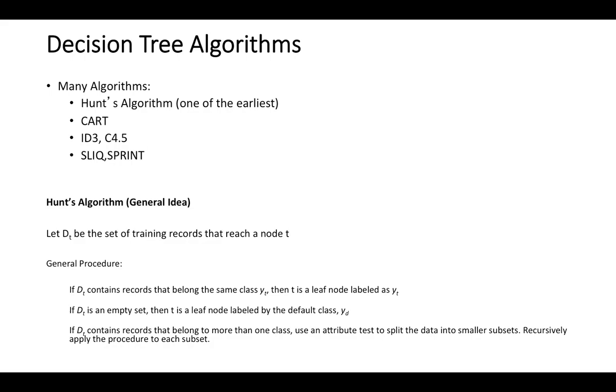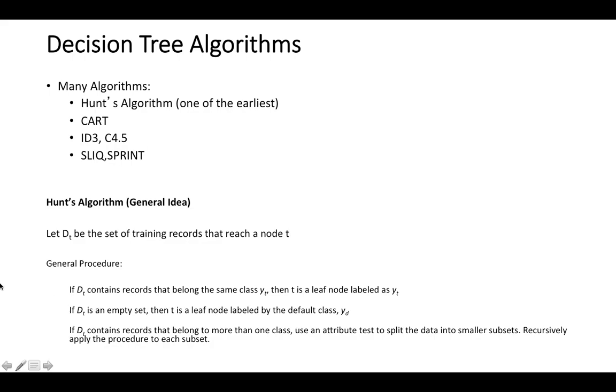One is the Hunt's algorithm, one of the earliest algorithms. And there is CART, which is classification and regression trees. And there are ID3, C4.5, etc., and SLIQ, SPRINT. These are some of the algorithms for decision trees. So, for instance, for Hunt's algorithm, in general, this is the idea.